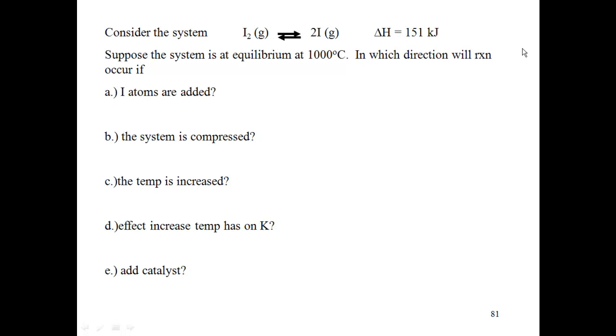Let's look at iodine atoms, adding them first. Iodine atoms are those on the product side, so I'm adding product. If I'm at equilibrium and I add some product, the system is going to have to consume that product to get back to equilibrium. It's going to consume that product and make more of the reactant. We said if we add something, it's going to shift to the opposite side, which means it shifts to the left until it reestablishes equilibrium.